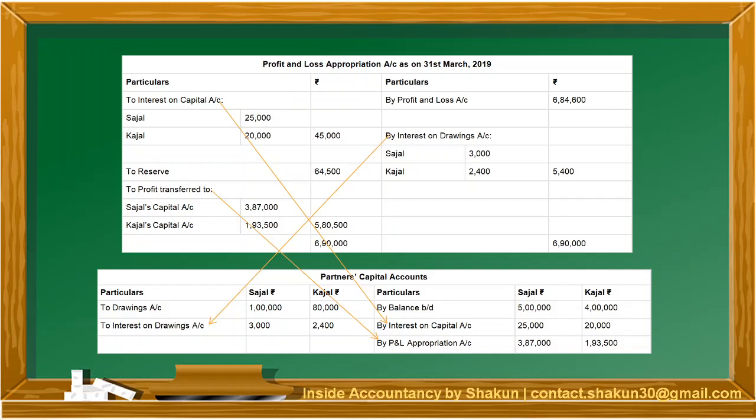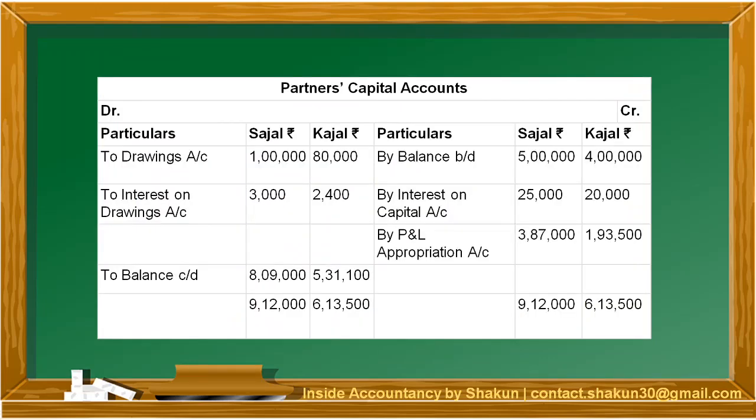The profit which appears on the debit side of P&L appropriation account is transferred to the credit side of partners' capital account. So basically you are transferring it to the opposite side. If it appears on the debit side, you are transferring on the credit side, and if an appropriation appears on the credit side, you are transferring it on the debit side. So this is how your partners' capital account finally would be shown.